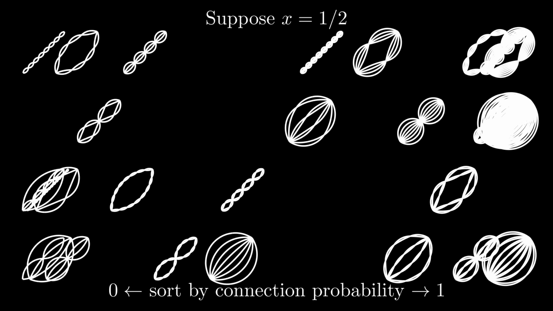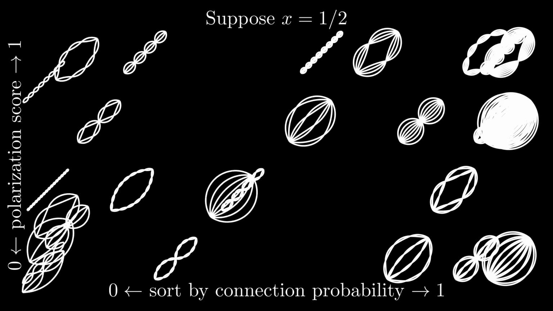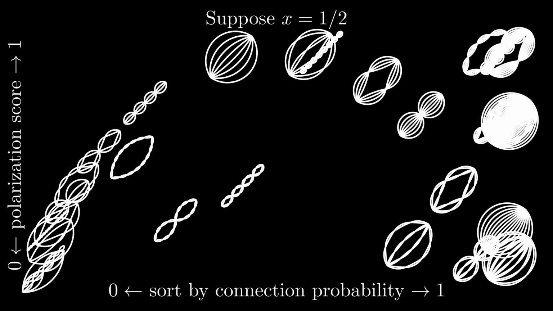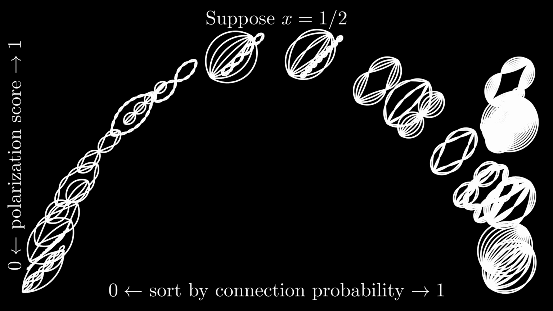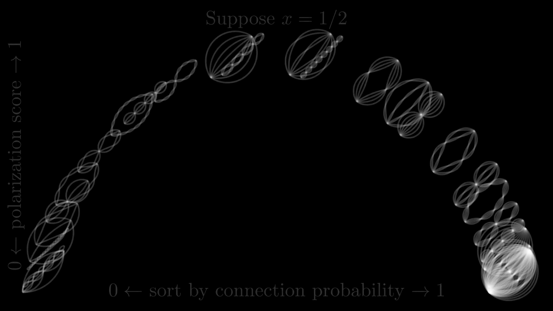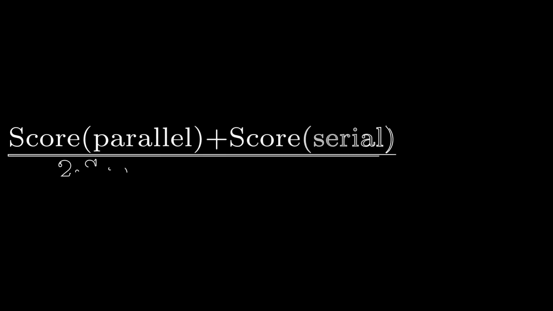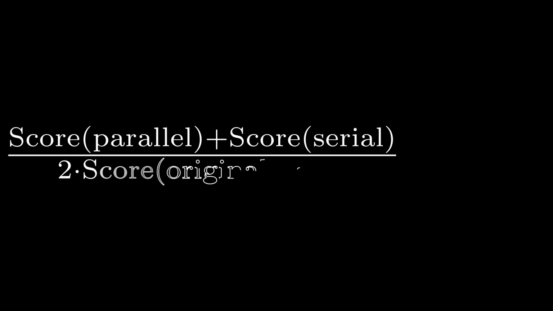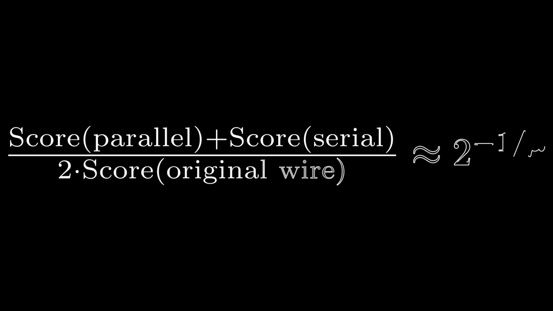To measure the extent of polarization, we assign each circuit a score. The lower the score, the closer the circuit is to the sides of the screen. Therefore, by adding the score of all circuits together, we can obtain an overall measurement of polarization. This sum is closely related to the scaling exponent of Polar code. To see the relation, suppose that the score function satisfies that the score of the parallel plus the score of the serial divided by twice the score of the original wire is 2 to the negative 1 over mu.